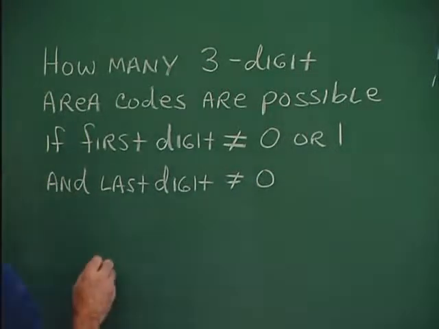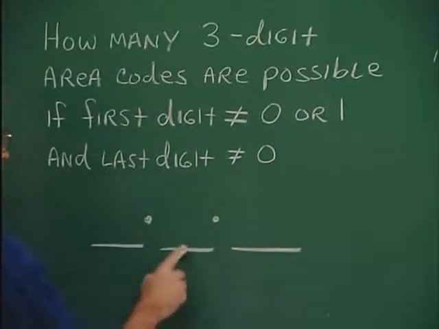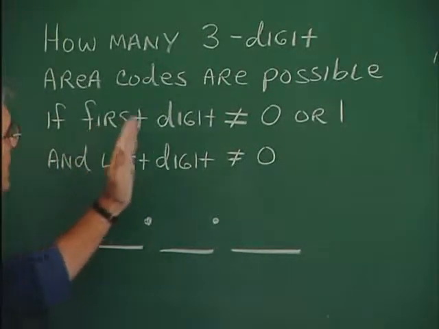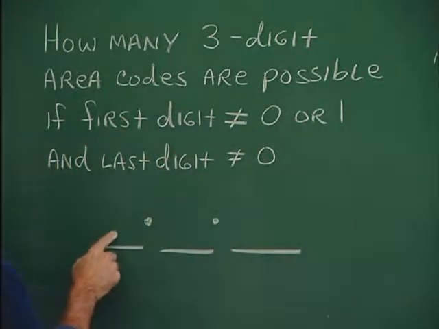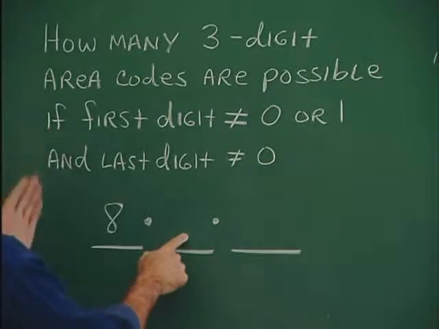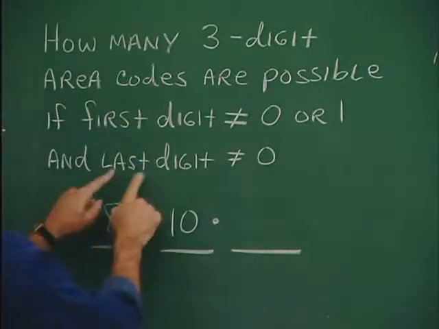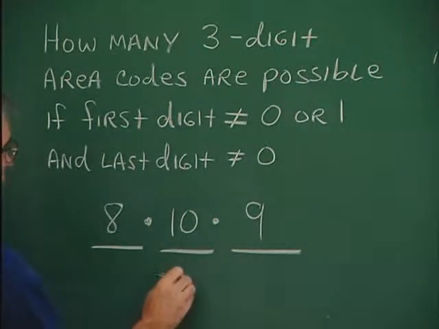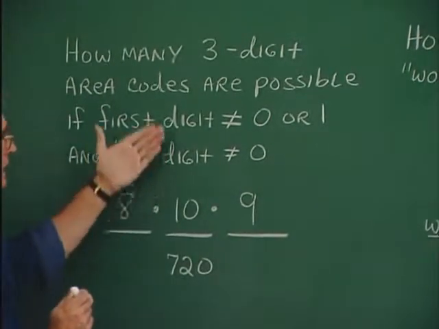Well, we have a 3-digit area code, and all we do is place a blank for each of the possible digits in the area code. Now let's just think about choices. How many digits are there? There are 10 of them. If the first digit, though, cannot be 0 or 1, then for this first digit we have only 8 choices. For the next digit, how many choices do we have? Well, there are no restrictions for the second digit, so there are 10 possibilities. The last digit cannot be a 0, so there are 9 possibilities. So multiplying here, there are 720 possibilities. There are 720 possible area codes given these restrictions.